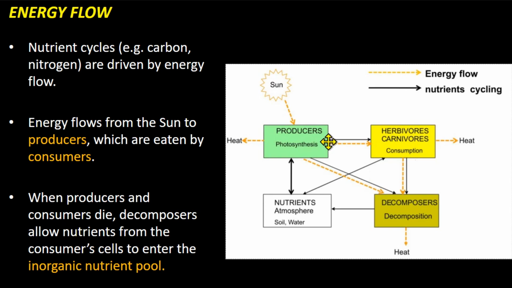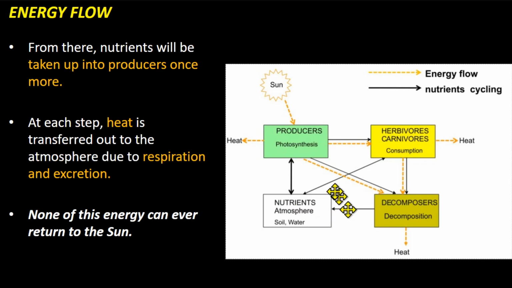The producers absorb energy from the sun. Consumers, such as herbivores and carnivores, eat the producers. Decomposers break these consumers down as well as producers when they die, and they return nutrients into the soil, which is then used again by producers. Now at each step, heat is transferred out to the atmosphere due to respiration and excretion. Now one key thing to remember is that none of this energy can ever return to the sun, thus the term flow and not cycle.